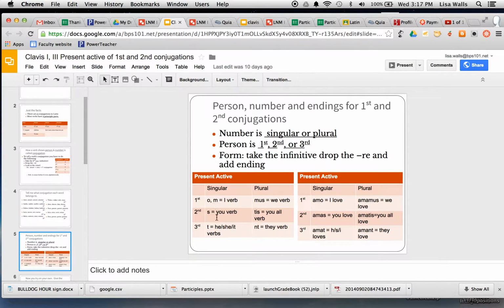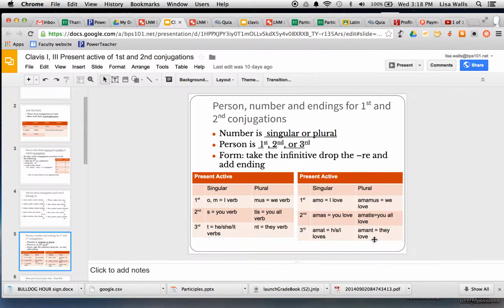Okay? Alright. After you have identified its conjugation, you want to take a verb and you want to conjugate it. So the endings are O/M, S, T, MUS, TIS, NT. And what you're doing is you take the stem, so take the infinitive, drop the RE, and then you're just basically attaching the endings. So this ends up looking like amo, I love, amas, you love, amat, he, she, it loves. Amamus, we love, amatis, y'all love, and amant, they love.